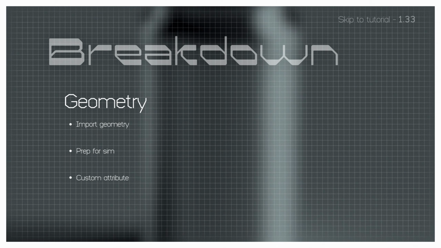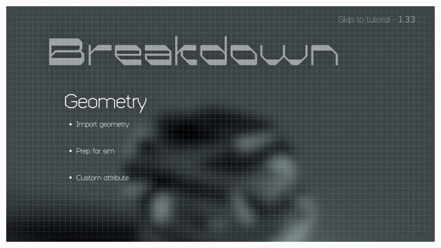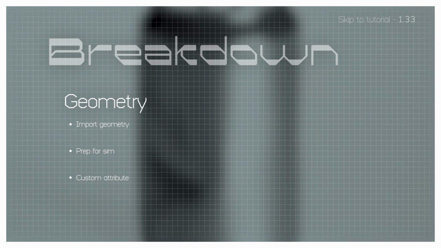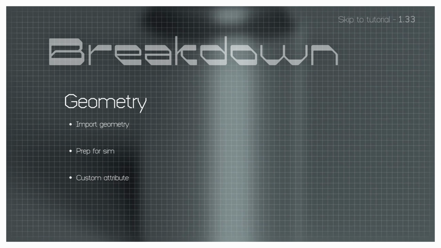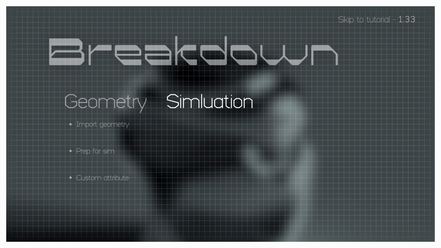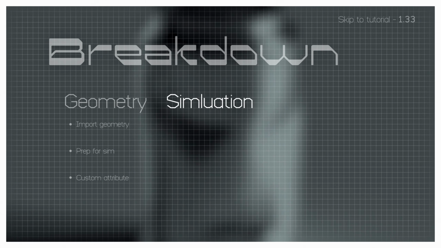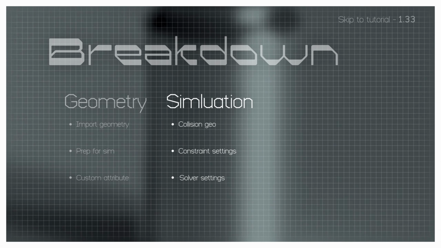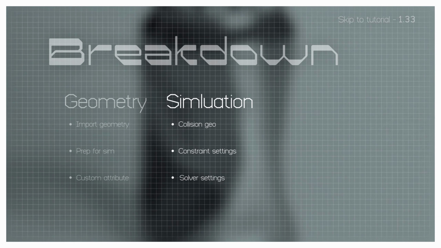Then probably the most important part is to set a custom attribute that maps the areas of the can that are strong and the areas that aren't strong. Then we'll move on to simulation, where we go over collision geometry as well as setting our constraint and solver settings.